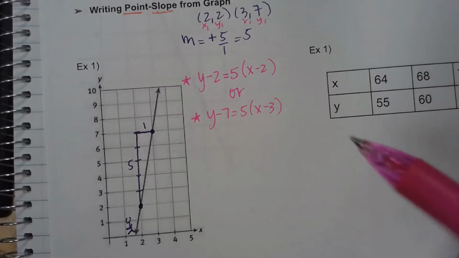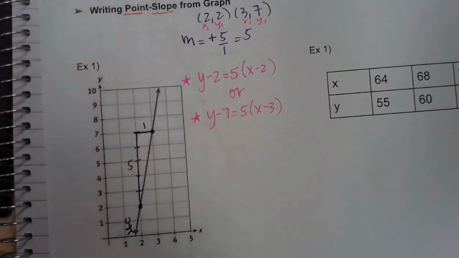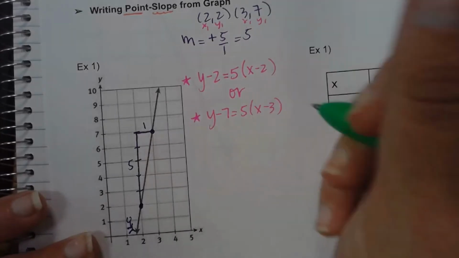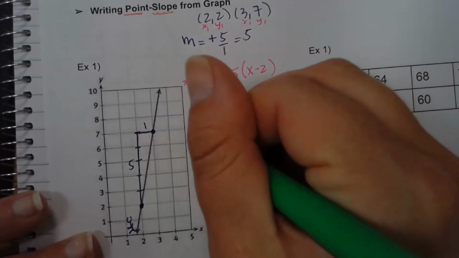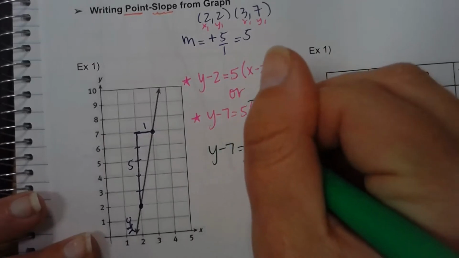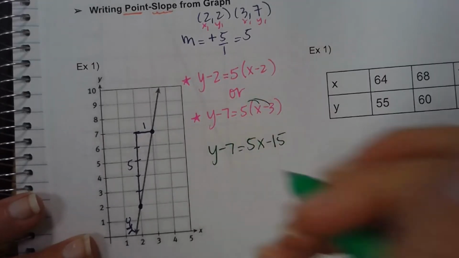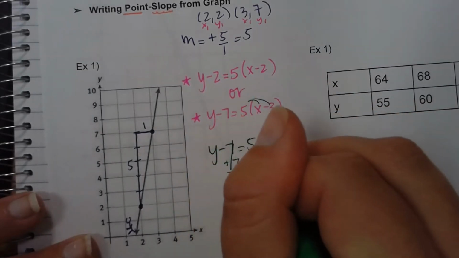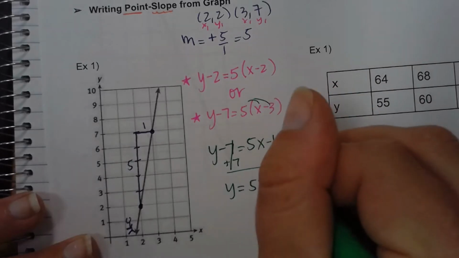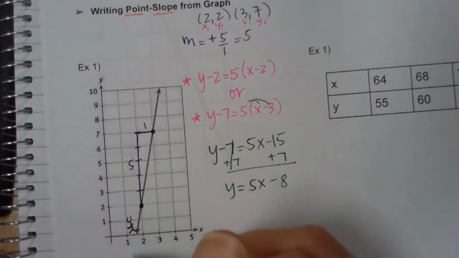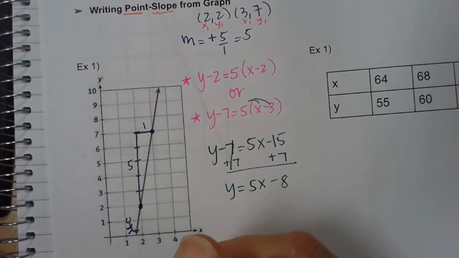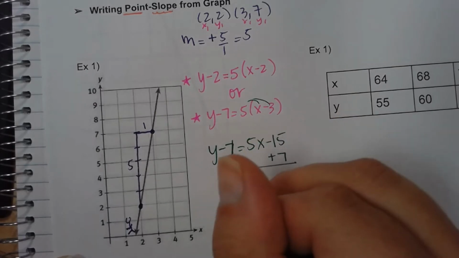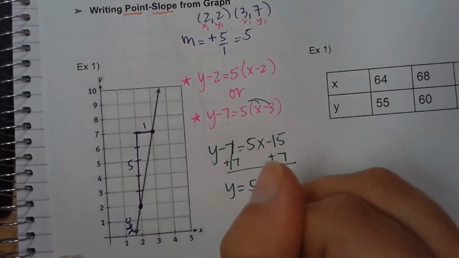Okay. I'm going to expand on one of these so that we see how to get it into slope-intercept form. Since this is the bottom one, I'm just going to expand on this one. So I'm going to distribute. So I have y minus 7 equals 5x minus 15. Add 7. Y equals 5x, negative 15 plus 7 is negative 8. And if you look, obviously the y-intercept has to be negative because the line keeps going. Okay, so this would be our slope-intercept form.